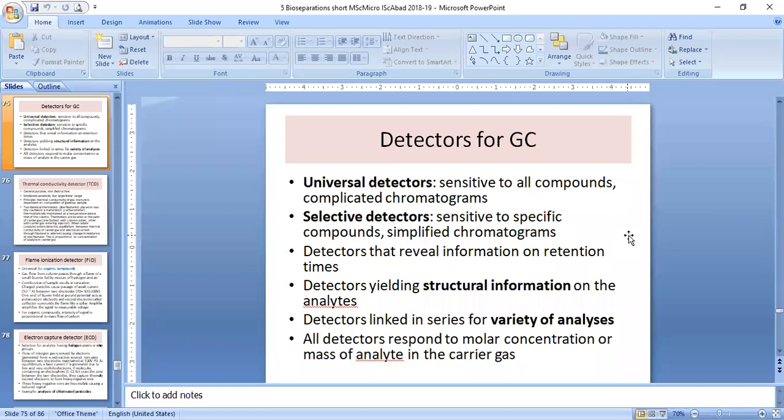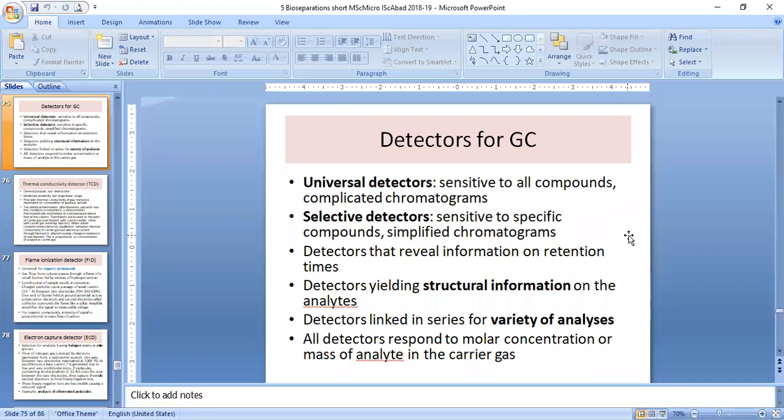So detectors are of two types, as is the case for every type of analytical instrument that we have studied so far, and that we are also going to study later. Detectors are of basically two types. One is called a universal detector, which is sensitive to all the different types of compounds. So it doesn't discriminate between the type of compounds. It may be an organic molecule, inorganic molecule, or anything for that matter, but these are all detected by the universal detectors.